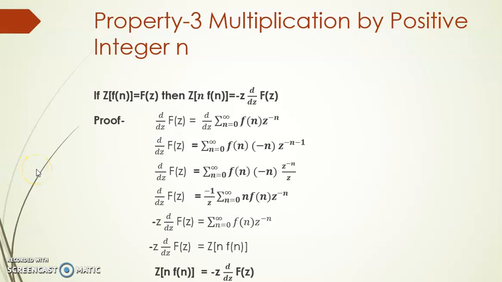Now property 3 is multiplication by positive integer n. If Z-transform of f of n is equal to F of z, then Z-transform of n f of n is equal to minus z d by dz of F of z. By definition of Z-transform, we have Z-transform of f of n is F of z. So if you multiply your sequence f of n by the positive integer n, what is the change in your answer? Your answer F of z is differentiated with respect to z, that is d by dz of F of z, and multiplied by minus z. So here is the related proof and steps for multiplication by positive integer n.